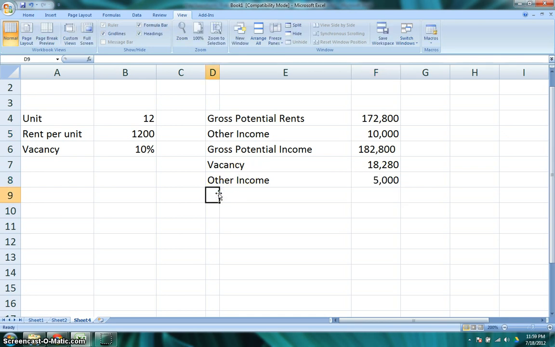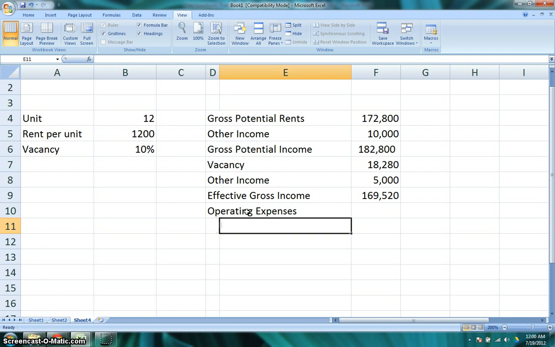Then that'll get us to our effective gross income, which is going to be the gross potential income minus the vacancy plus the other income that is not affected by the vacancy. And that gets us $169,520.